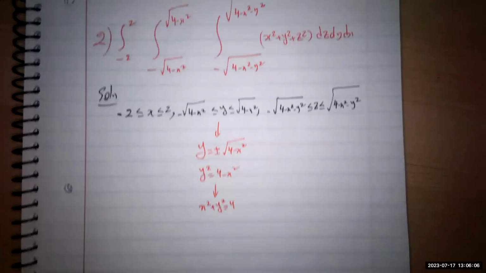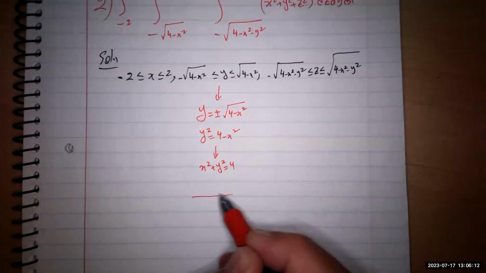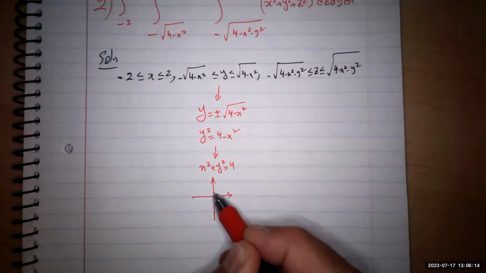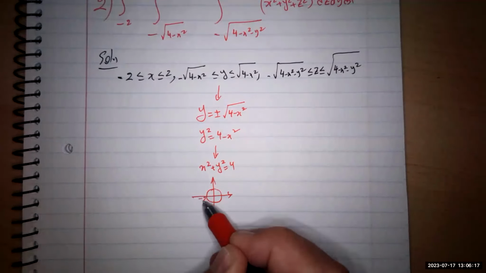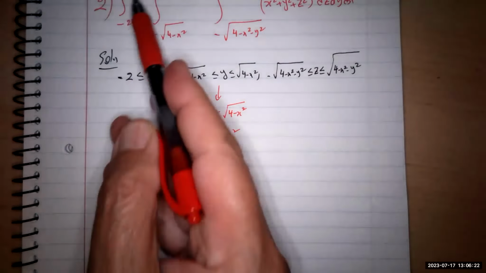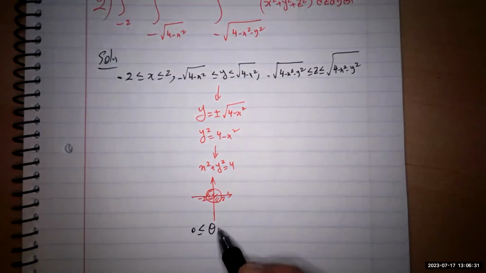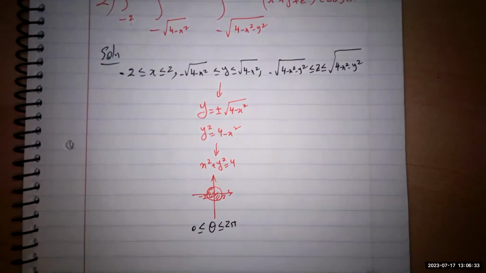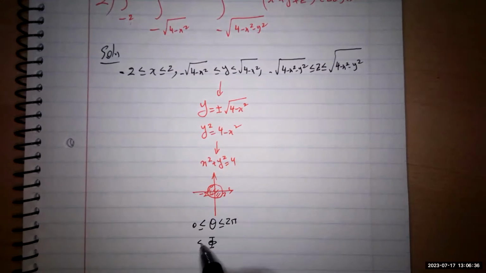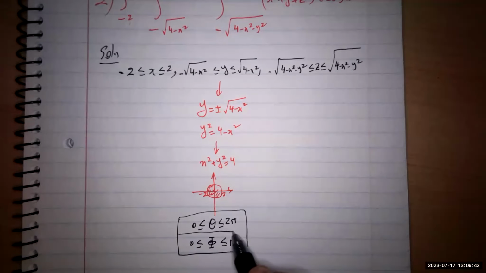So this is a circle with a radius of 2. Is it the full circle, -2 to 2? Yes, it's the full circle because you have -2 and 2 here. The full circle gives the theta between 0 and 2 pi. And you have no restriction for the phi, so phi is going to be between 0 and pi. So that takes care of this.